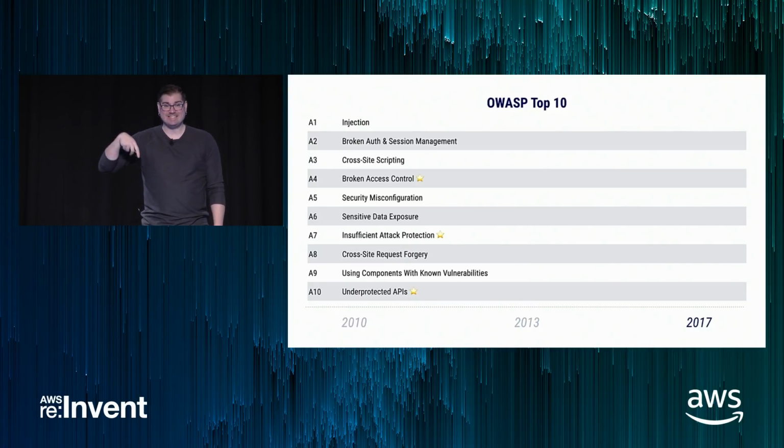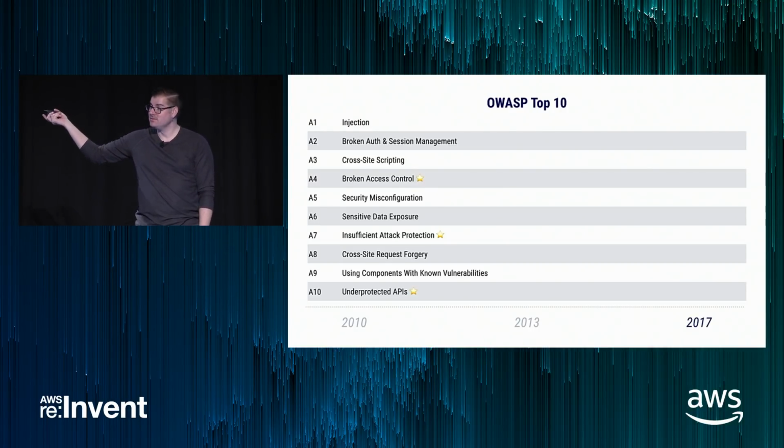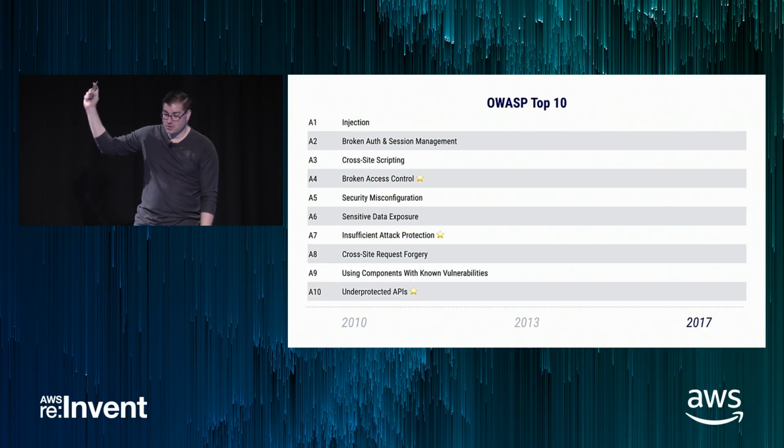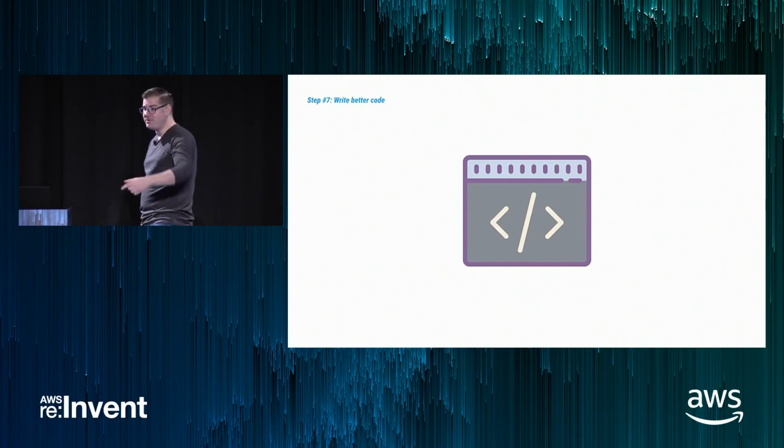Think about what didn't exist, like this conference 7 years ago. Think about the state of the AWS cloud 7 years ago. We've done really well at building new technology. We're still making the same mistakes, right? So we can do better. The good news is we can do way, way better, but code is still a major problem. So step 7, write better code.